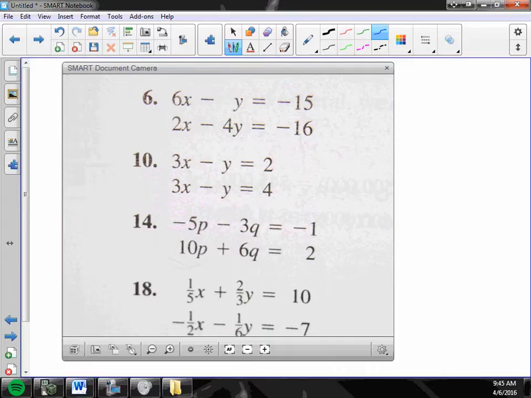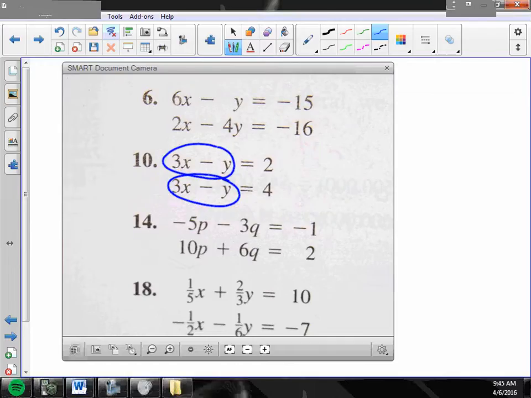Okay, if you're really smart, can 3x minus y equal 2 and 4 at the same time? Not in a linear situation. If it was a quadratic, could one quadratic equal 2 and the same quadratic equal 4? Yeah, because we have two solutions in a quadratic. But these are linear, x to the first, y to the first. So there's no way for 3x minus y to equal 2 and equal 4 at the same time, so there would be no solutions. Okay?